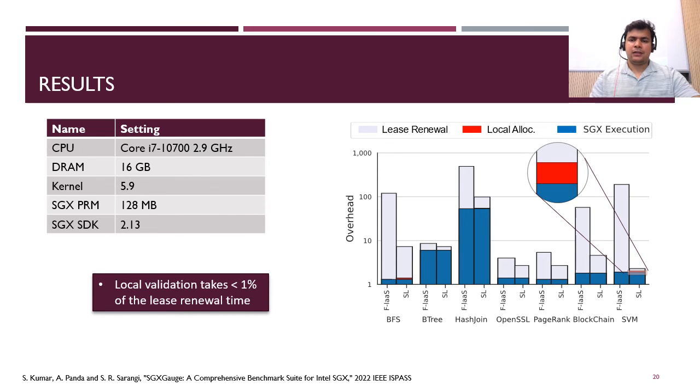As you can see, the local validation takes less than 1% of the total execution time. The majority of the overhead comes from the remote population of the leases. Now this can be reduced by tweaking the setting of the remote server. It can allocate more than 25%. It can go to 50%, 75%, 80%. That depends on the scenario in which SecureLease is employed.